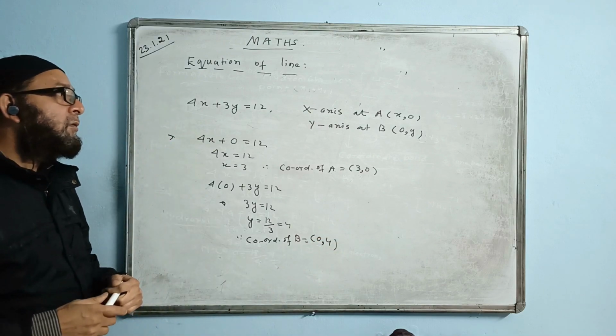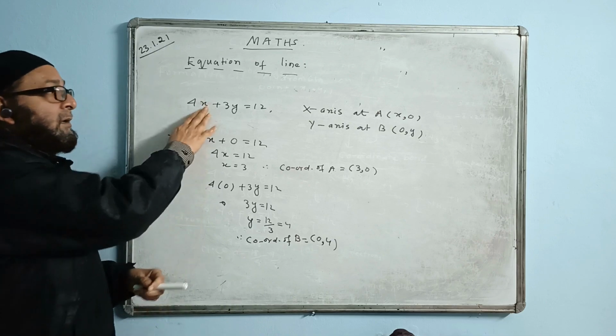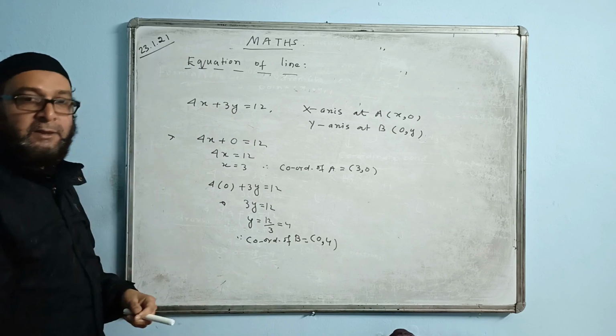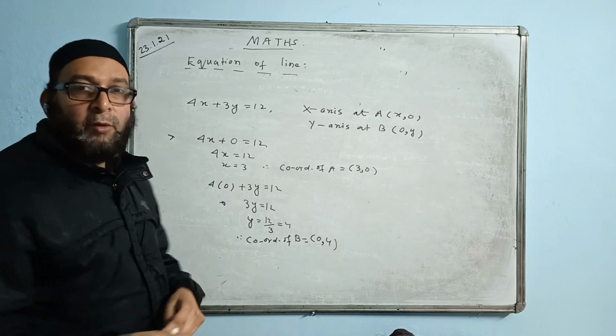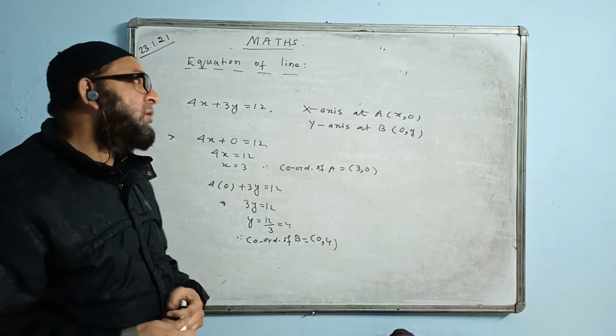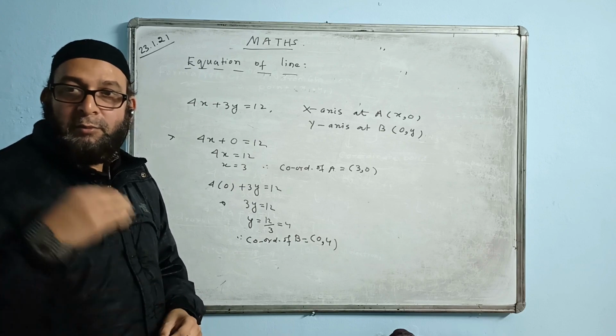So this is how we can find the point at the x-axis and the y-axis. If the line intersects, means cuts the x-axis and then cuts the y-axis, and they will mention the point on what point the line is cutting. So usually they say A and B. We can easily find the coordinates of the point A and the coordinates of the point B.